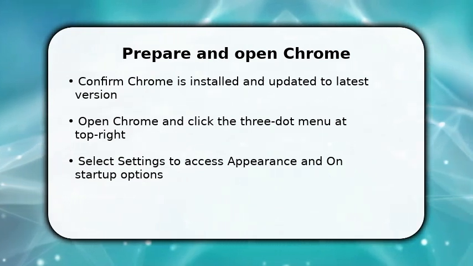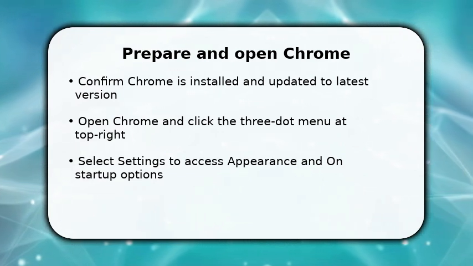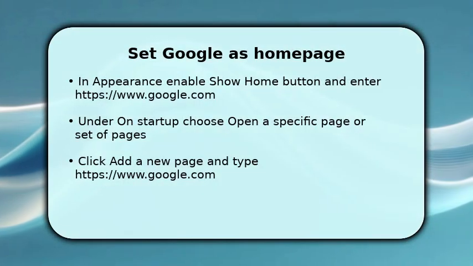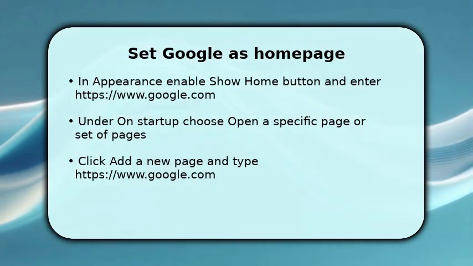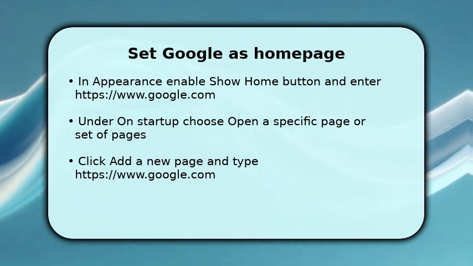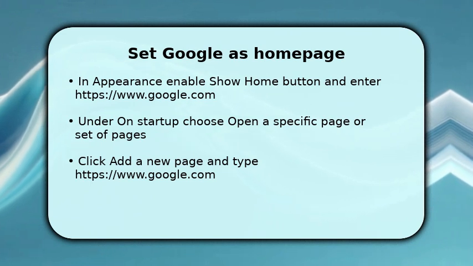Now you'll enter the actual address. In Appearance, enable Show Home button and click the link to enter a custom web address. Type https://www.google.com and save. Once done, switch to On Startup and choose Open a specific page or set of pages.